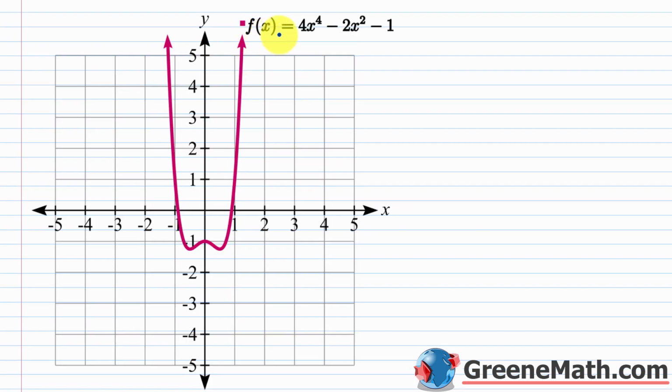So for this, we have f of x equals 4x to the fourth power minus 2x squared minus 1. Again, clearly you can see it's rising to the left and then rising to the right.